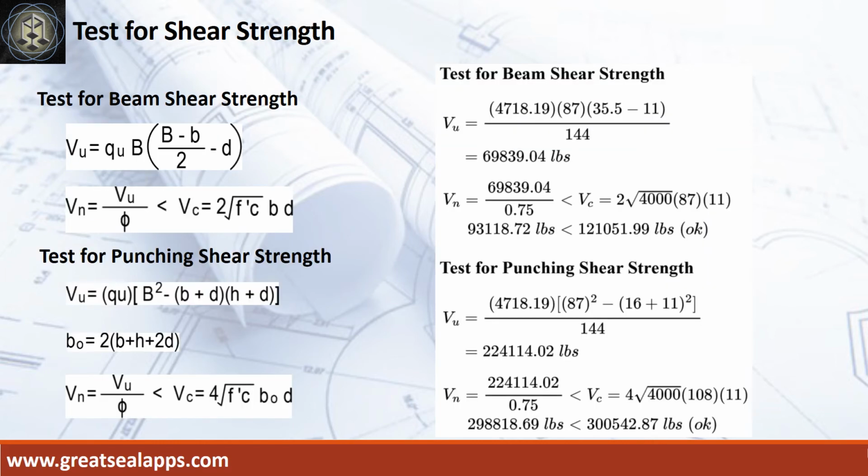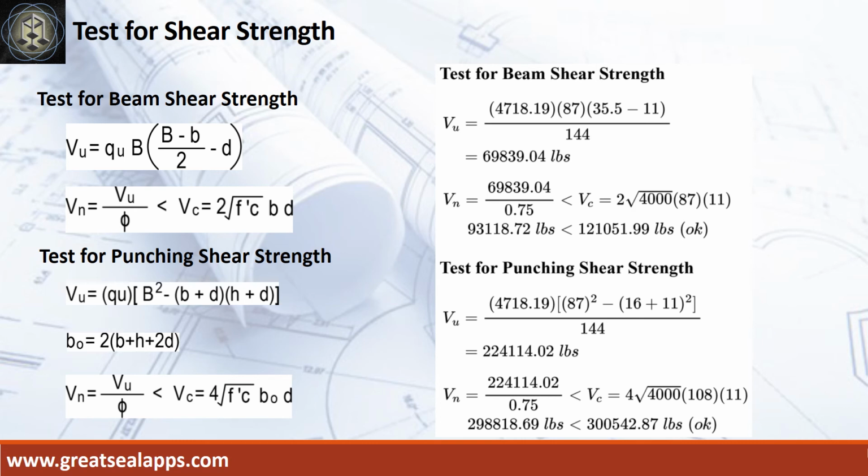The maximum beam shear force is 69,839.04 pounds. The nominal beam shear force is 93,118.72 pounds, less than 121,051.99 pounds. The maximum punching shear force is 224,114.02 pounds. The nominal punching shear force is 298,818.69 pounds, less than 300,542.87 pounds.